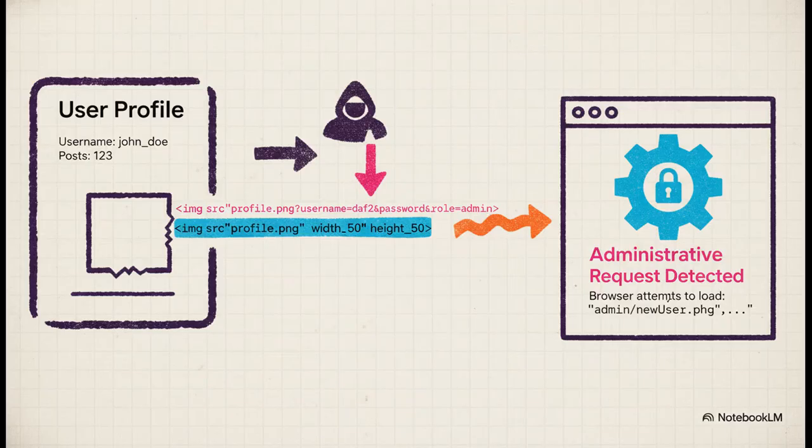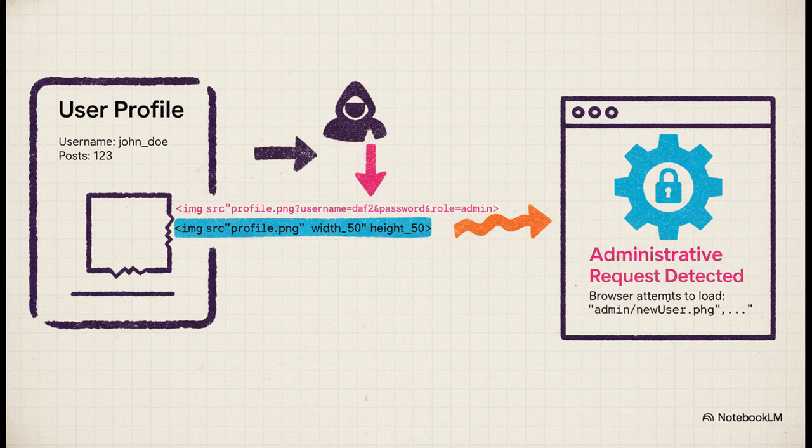Okay, let's look at a real example to see how this works. Imagine a forum where you can set a URL for your profile picture. The site won't let you inject a script, but it will let you change the path to the image. So an attacker sets this payload as their image source. Now, when an admin comes along and views the attacker's profile, their browser automatically tries to load the image.